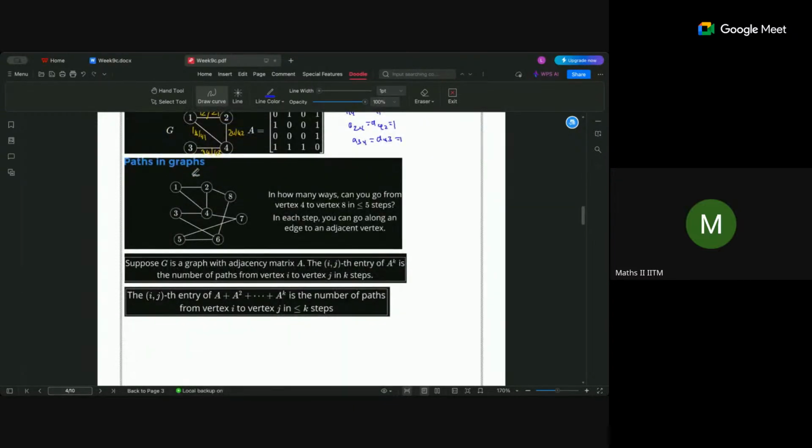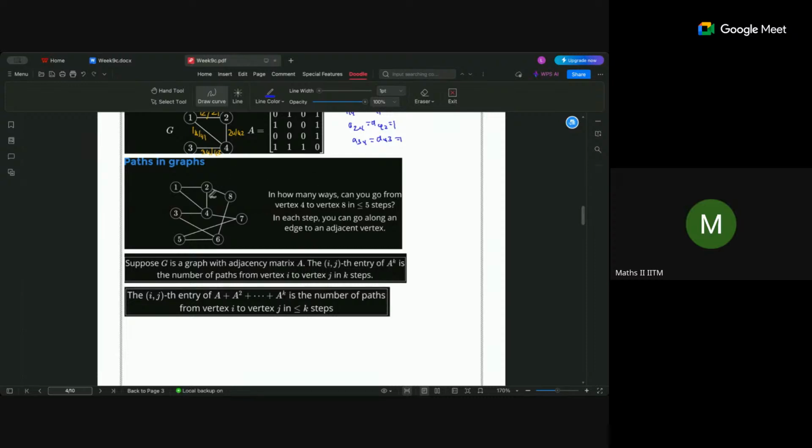Now, what are paths in a graph? Path means the way in which you can move from one vertex to another vertex. For example, what is the path from 1 to 6? How can you go from 1 to 6? Maybe you can go 1, 4, 3 and 6, or you can go 1, 2, 8 and 6, or you can go 1, 4, 7, 5 and then 6, right? So the way in which you can move from one vertex to another vertex is a path. Now the question is, in how many ways can you go from, for example, here vertex 4 to vertex 8 in less than or equal to 5 steps?